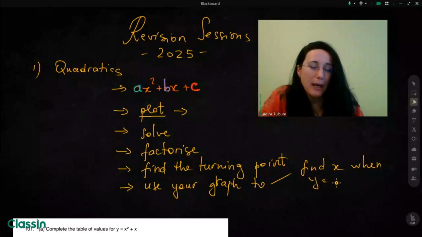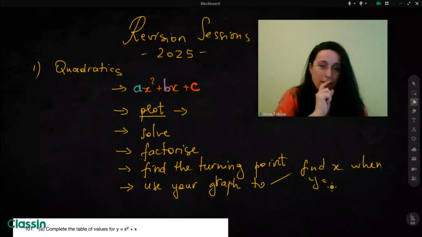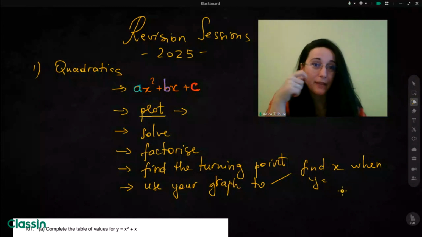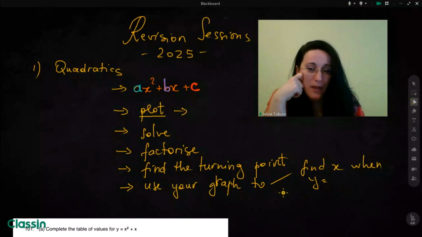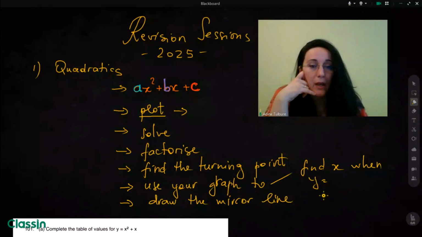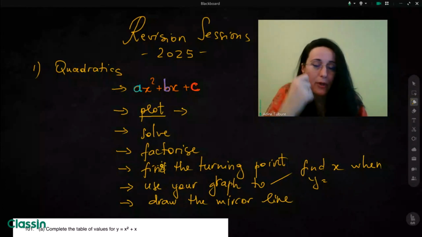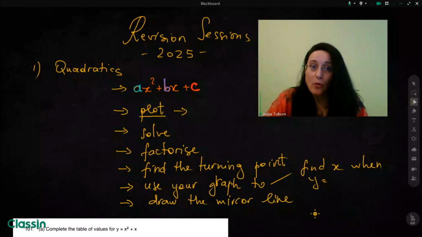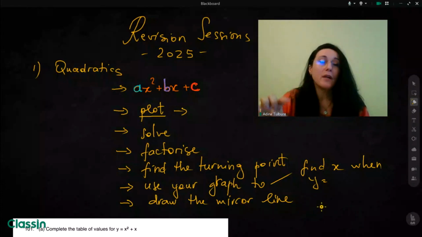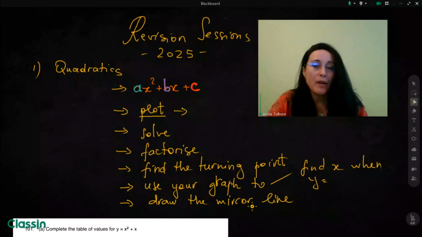If they give you a line, you have to draw that line on the graph. I will dive into this a bit later. Also, they can ask you to draw the mirror line. Draw the mirror line. And this is connected to the turning point always. Also, they can ask you to give the coordinates where this graph meets the x-axis, or they ask you to give the coordinates of the turning point or the coordinates of the intersection points for different situations.